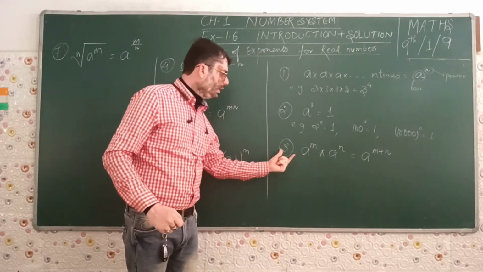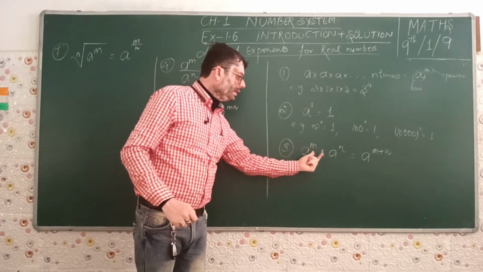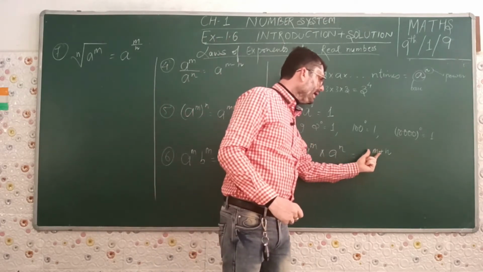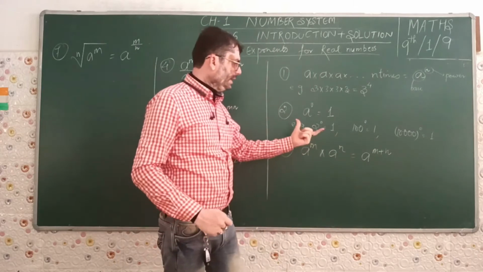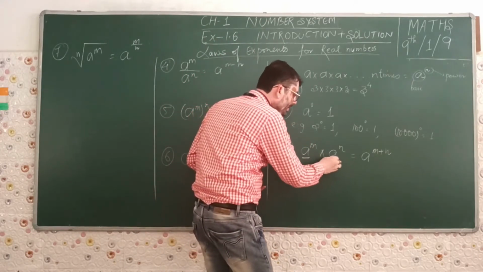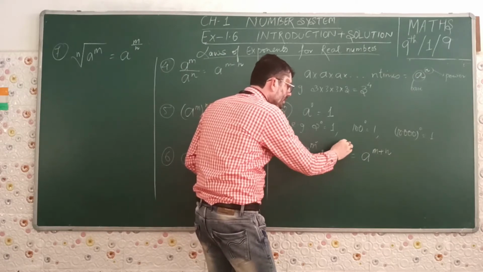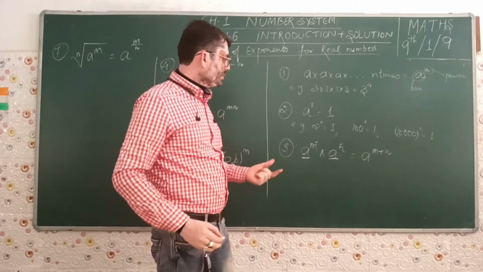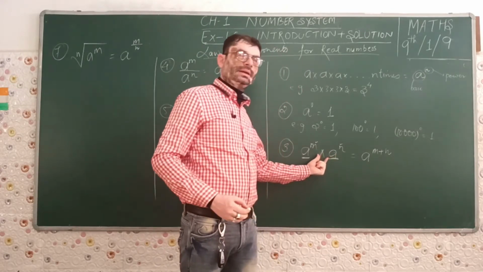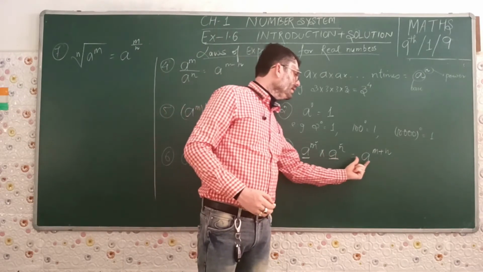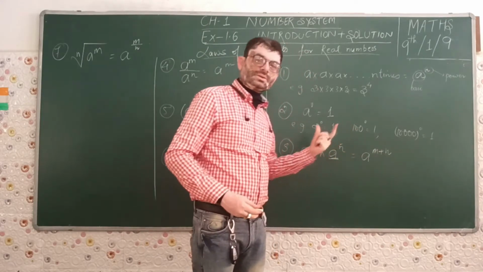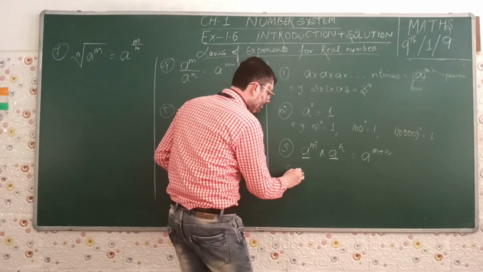Then next one, A to the power m into A to the power n is A to the power m plus n. In this law, if you see, the base is same, A. The powers are changing, m and n are changing. When the base is same and they are separated by a multiplication sign, then their powers get added up with the same base. Example, let us move on to an example.